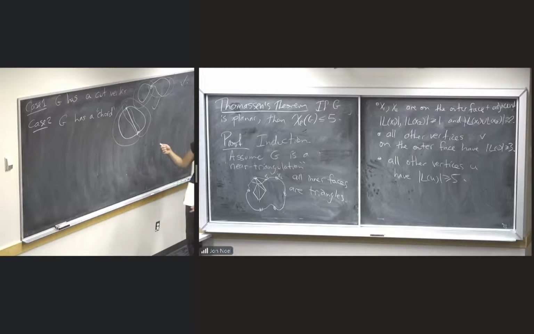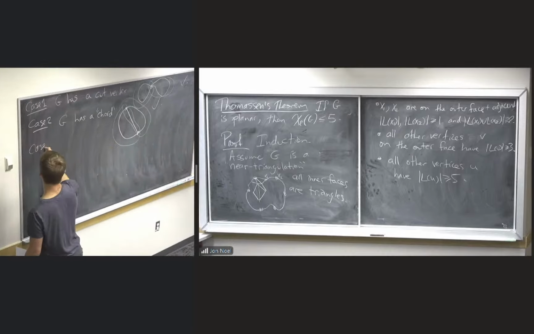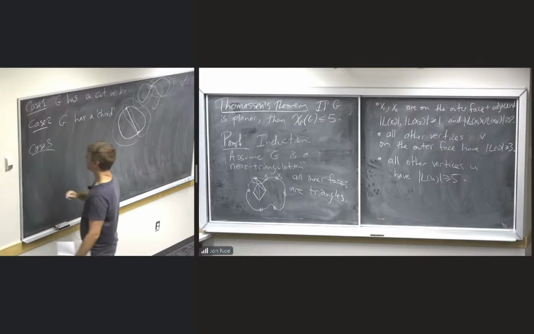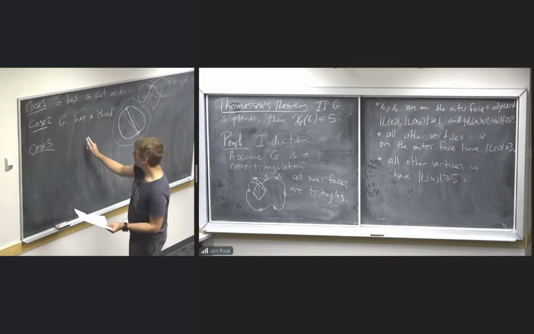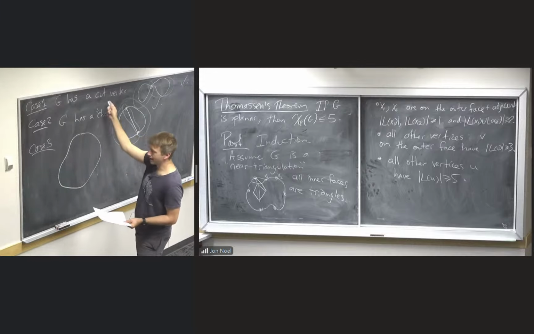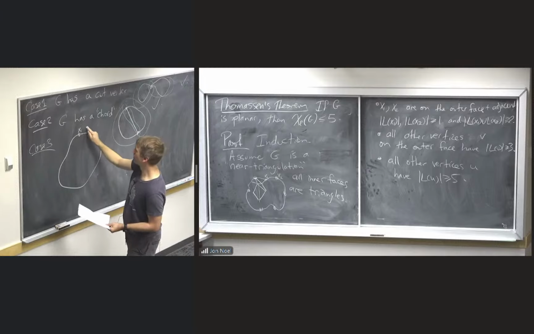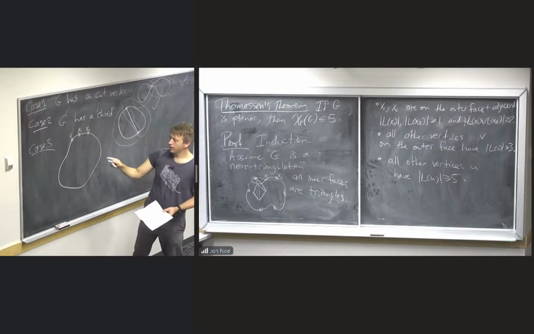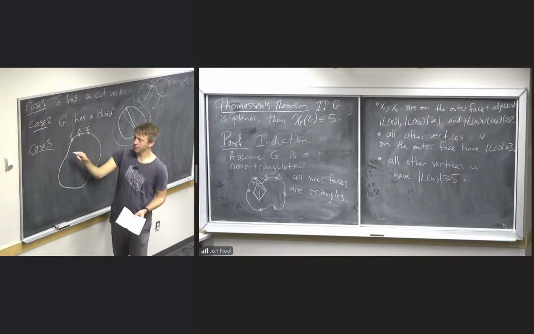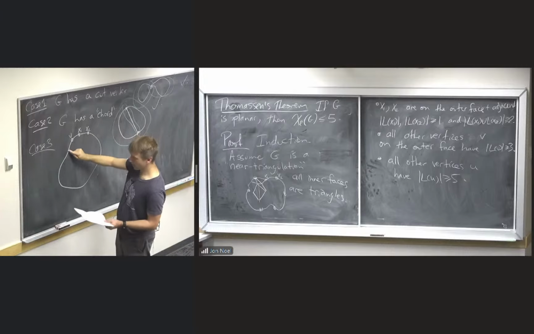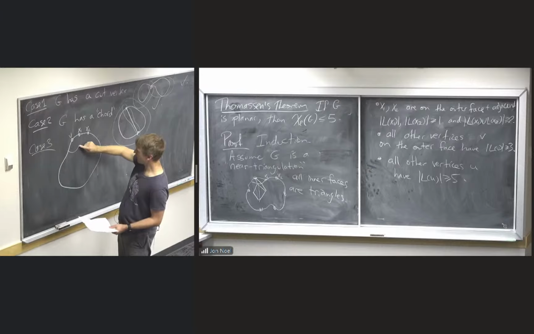Okay, so then case 3 is that this doesn't happen. Case 3 is there's no chord and there's no cut vertex. Okay, pick V to be a neighbor of x1 that's not x2. And then I'm going to look around at the neighbors of V.